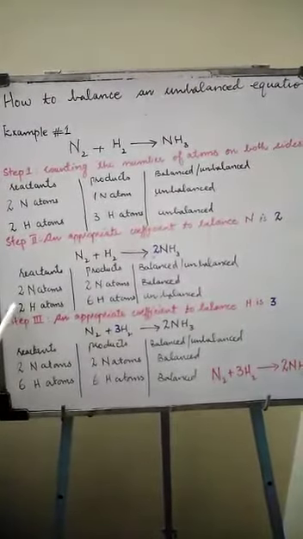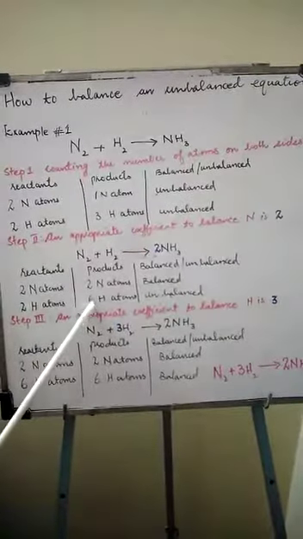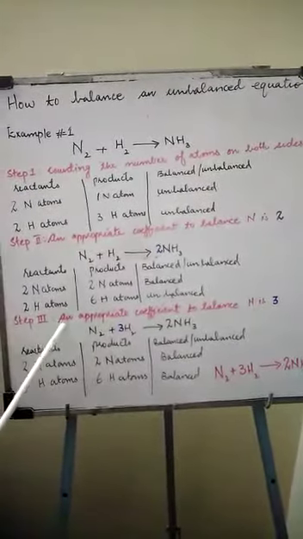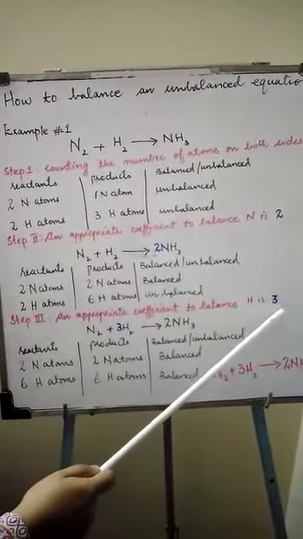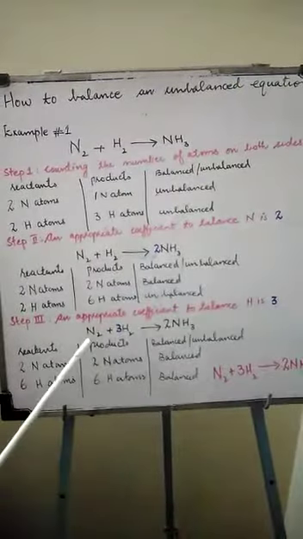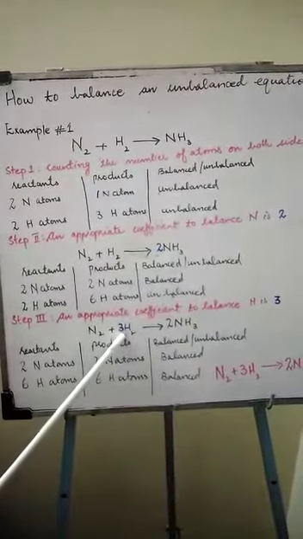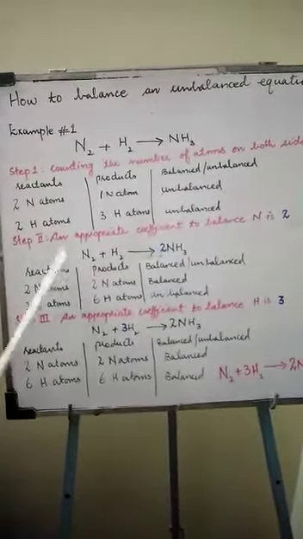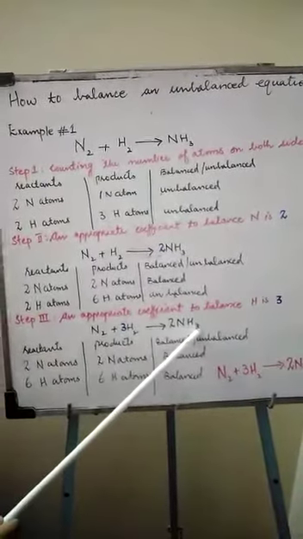Which coefficient is suitable for hydrogen to make it 6? We will multiply by 3 as a coefficient. Therefore, the appropriate coefficient to balance hydrogen is 3. So nitrogen plus 3 hydrogen. Here I have used the coefficient for the multiplication on the reactant side, and I got 2NH3.